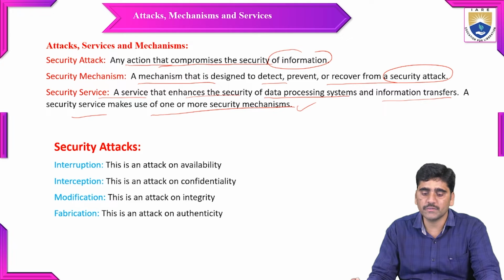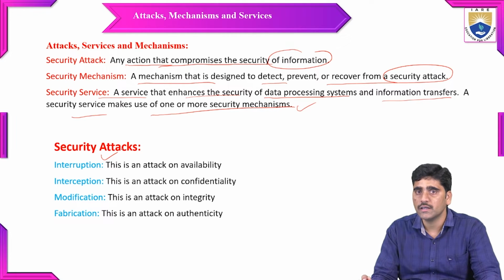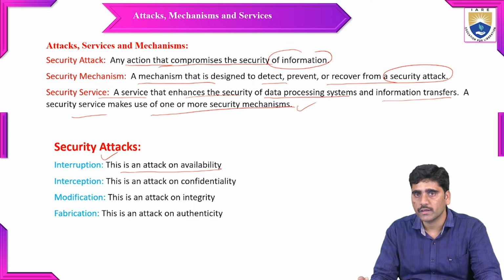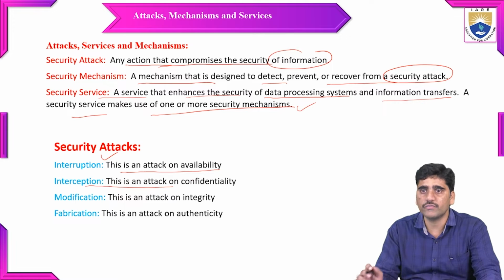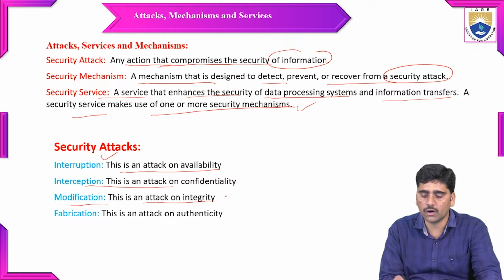There are different types of attacks. The main categories of attacks on the target system are as follows. The first one is the interruption attack, which is an attack on availability. Interception is an attack on confidentiality. And modification is an attack on integrity.